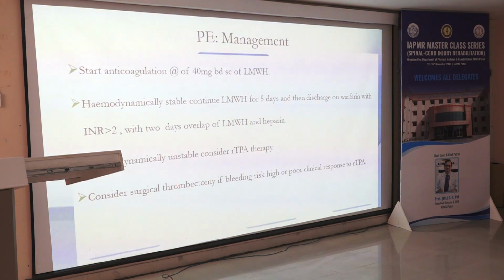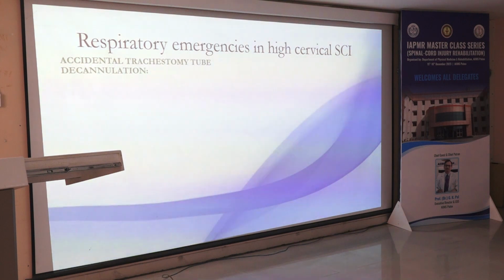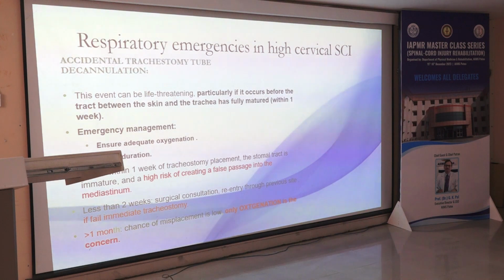And when the bleeding risk is high or there is poor clinical response to rtPA, then only we need to consider surgical embolectomy. What about the other respiratory emergencies which may happen in high cervical SCI? This is another important issue: accidental tracheostomy tube decannulation. This event can be life-threatening, particularly if it occurs before the tract between the skin and trachea is fully matured, within 1 week.